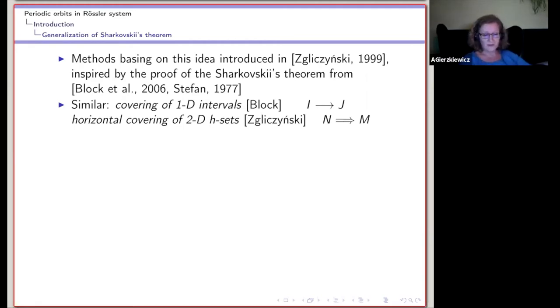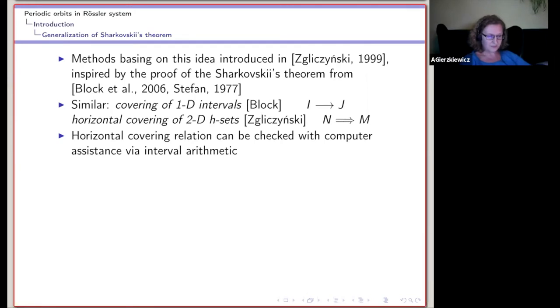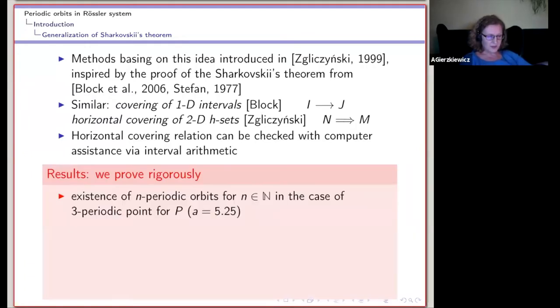But hopefully, maybe we can find some sets which are two-dimensional, which will fulfill some two-dimensional covering relations in our sense. That was our idea. Additionally, the horizontal covering relations, as we call them, in two dimensions are easy to check with computer assistance, as we know very well. So we have managed to obtain some interesting results there.